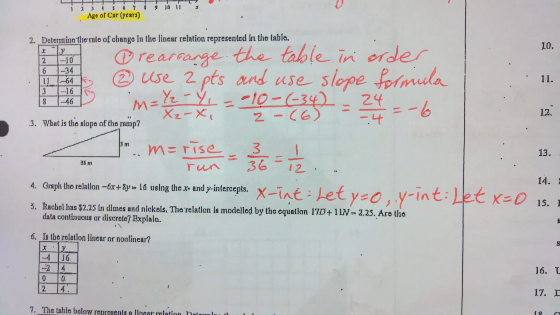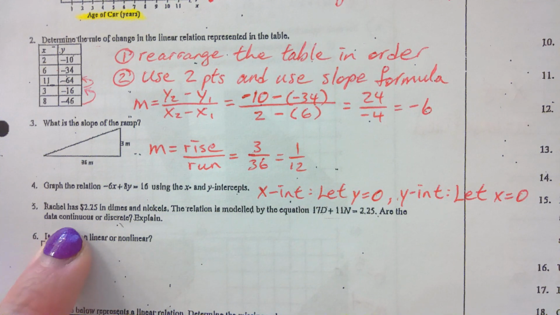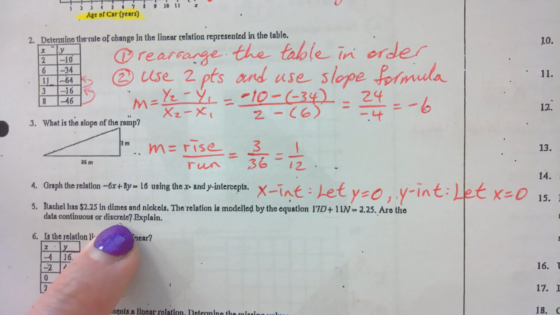Okay. If Rachel has $2.25 in dimes and nickels, the relationship is modeled by this. So they actually gave the equation. Are the data continuous or discrete? We talked about it. So when we graph it, do we use a dotted line or a solid line? Who says solid line, which is continuous? Solid line. Who says dotted line, which means discrete?